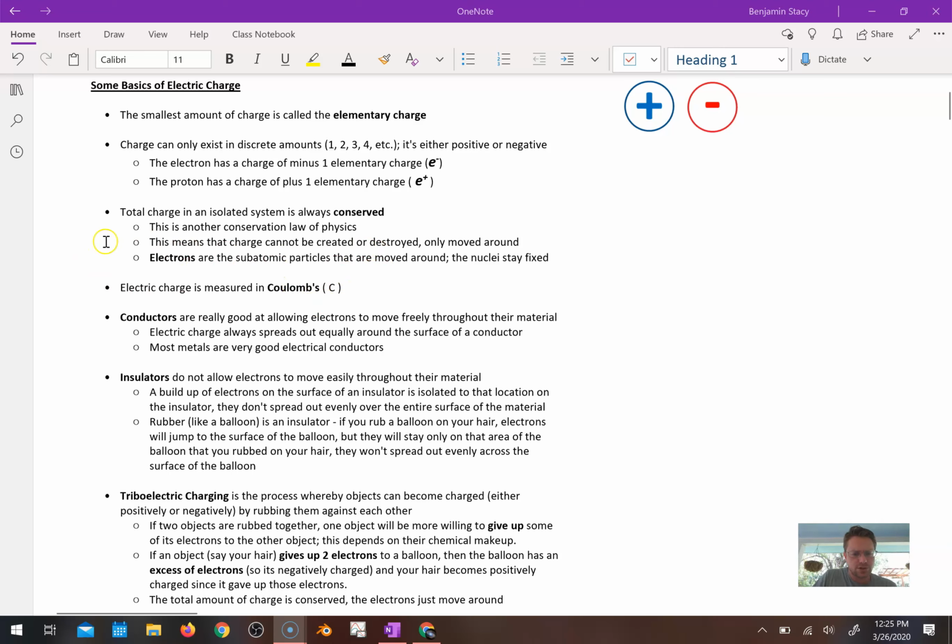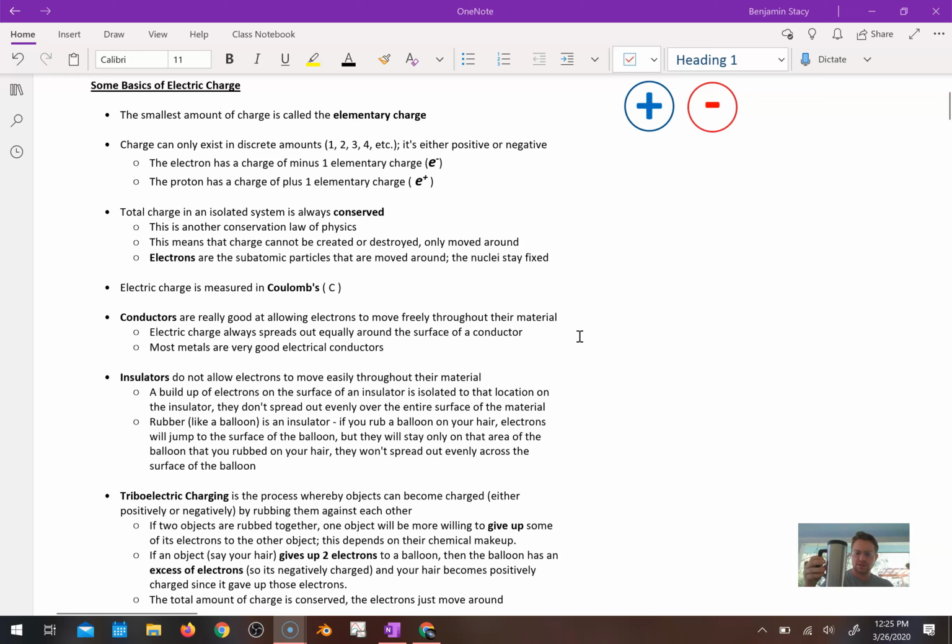We measure electric charge in coulombs, and we'll see Coulomb's law later in a different video. So that's the unit for charge. 1 coulomb of charge is a lot. Conductors are really good at allowing electrons to move freely throughout their material. Most metals are very good electrical conductors. Electric charge always spreads out equally and uniformly around the surface of a conductor.